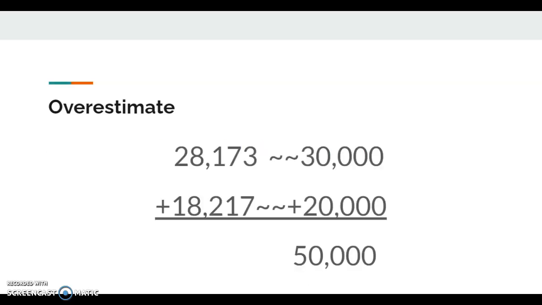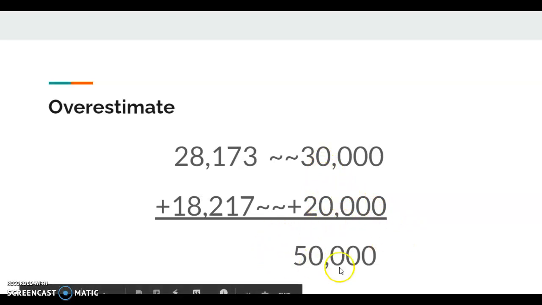So here's another example of an overestimate. Both of these numbers are in the 10,000 spot, so I round them to the 10,000s. For the 2, I look next door, that's 5 or more, so this 2 turns into a 3. So 28,173 rounds to 30,000. For 18,217, I'm looking at the 10,000 place because they both have 10,000. I look next door, that's 5 or more, so this turns into a 2. 18,217 rounds to 20,000. And so 30,000 plus 20,000 is 50,000. Again, this number is going to be over the real answer because I rounded both of those addends up.